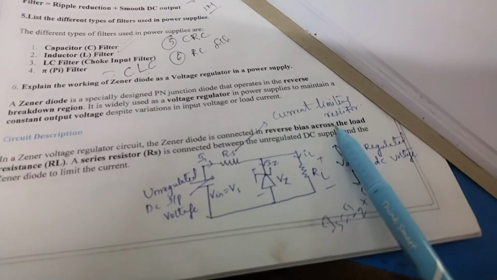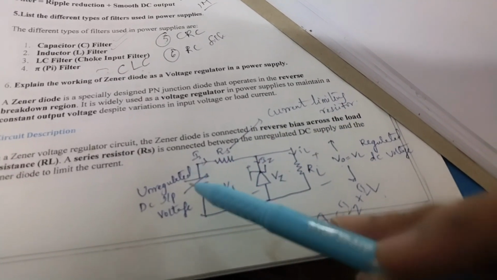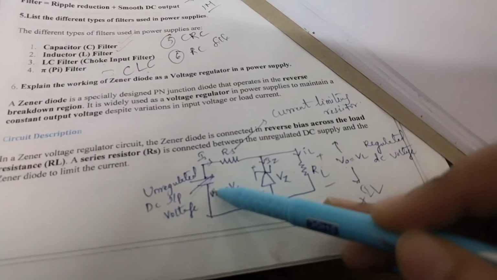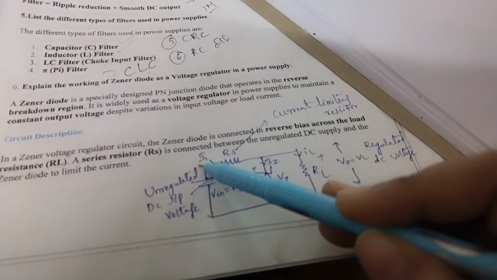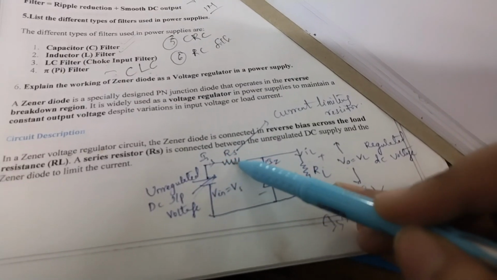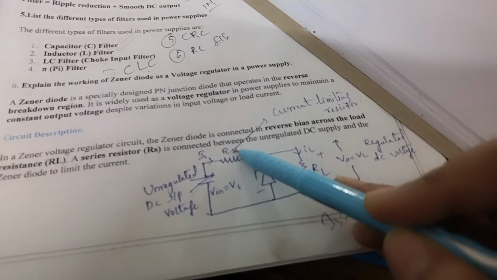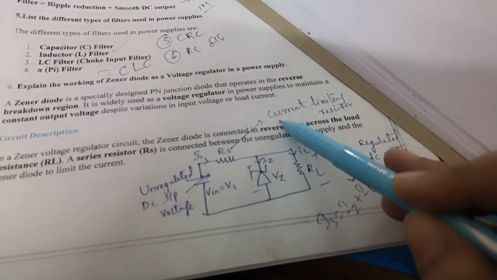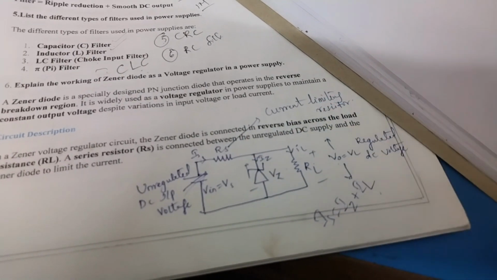Why is it called a current limiting resistor? Because the supply is unregulated, we can vary the input voltage. If the input voltage increases or decreases, that also affects the current. If the current increases, then the excess voltage drop takes place across the series resistance, so it limits the current. That's why it is named the current limiting resistor.